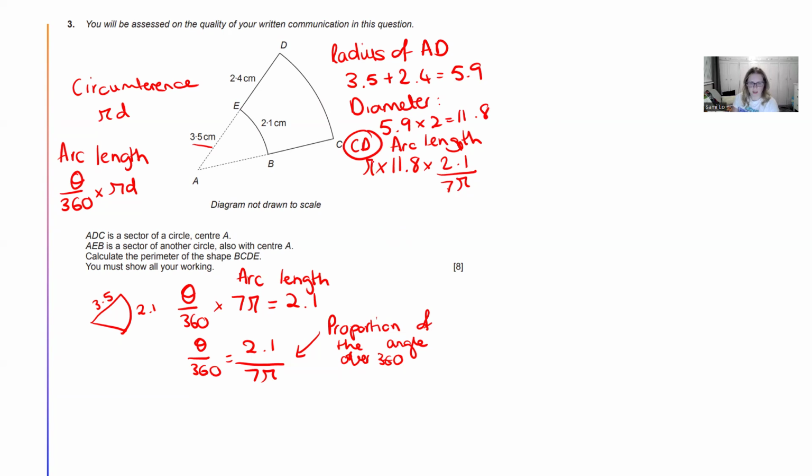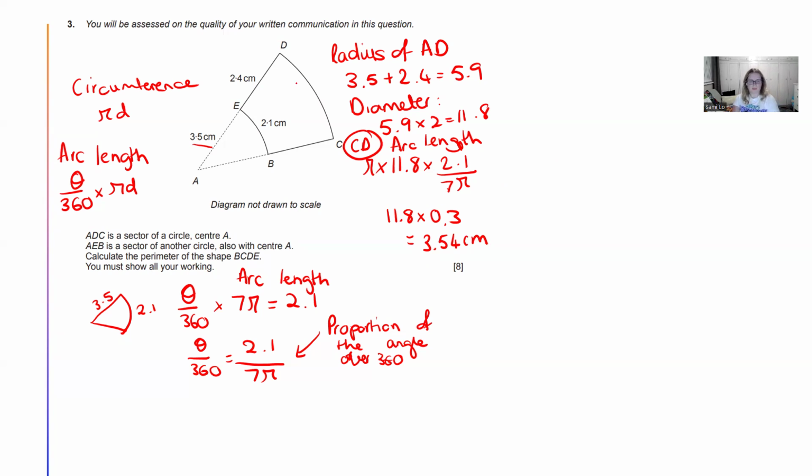So I'm going to cancel down straight away because I can. That's going to leave me with 11.8 times 2.1 divided by 7 is 0.3. And our pi's are going to cancel out. So that way we can work that out. The only thing I'm actually typing into a calculator at this moment. Quite impressive. That gives us 3.54. This is a length. Remember, we have to get those communication marks. So it's going to be centimeters.